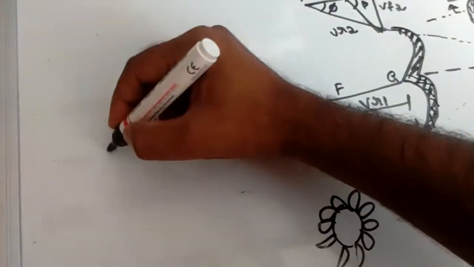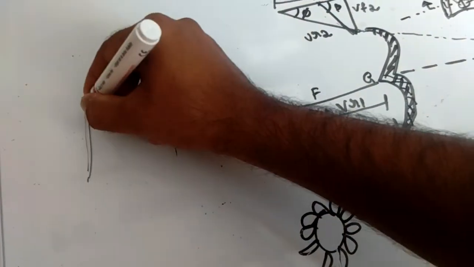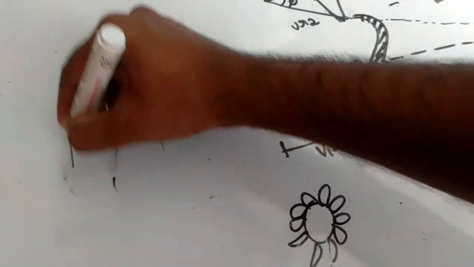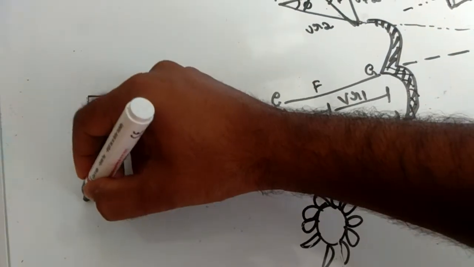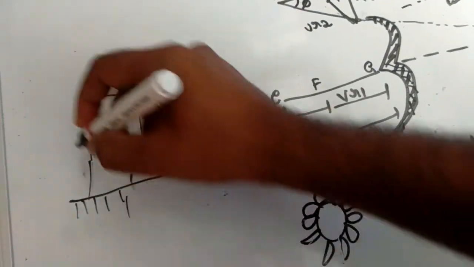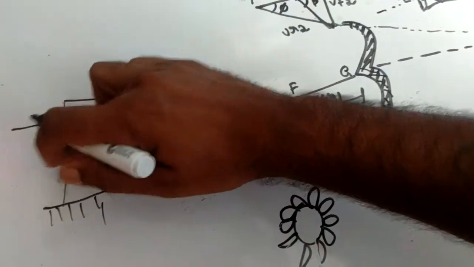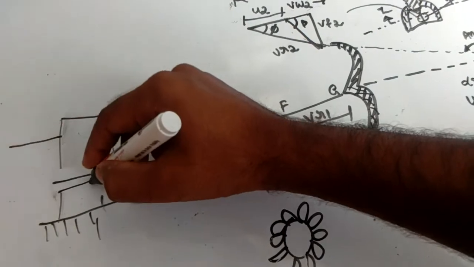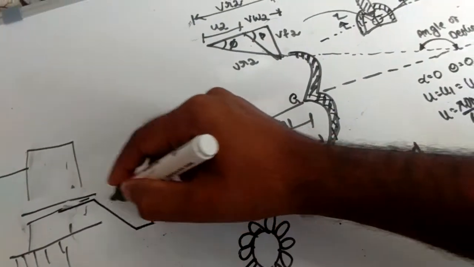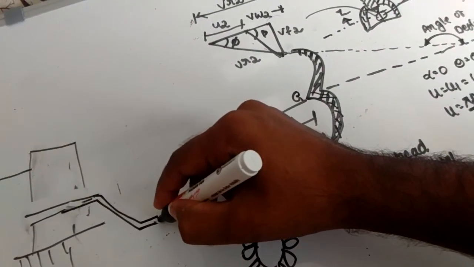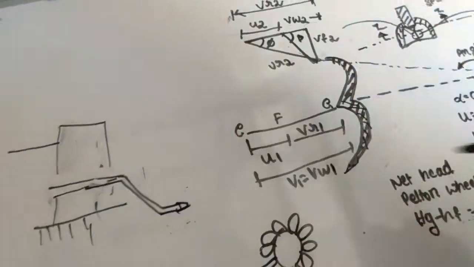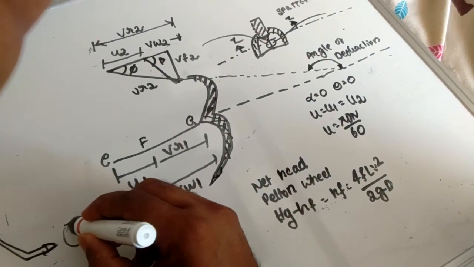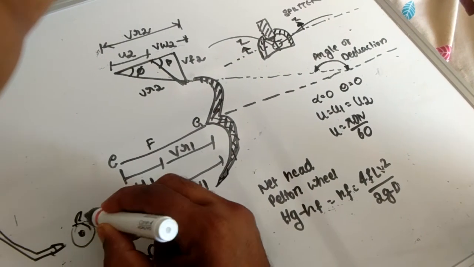The dam, this one water connecting, and here the water is carried from the upstream side to the downstream side using penstock pipes. This is the nozzle, and here we are providing the runner, and these are the buckets.